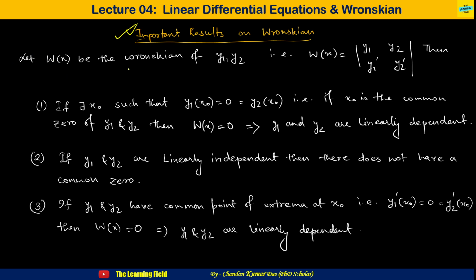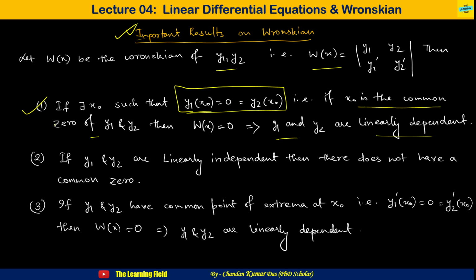See, let W(x) be the Wronskian of y1 and y2, where y1 and y2 are solutions of a second order linear homogeneous differential equation. That is W equal to the determinant of y1, y2, y1 prime, y2 prime. Then number 1: if there exists x0 such that y1(x0) equals y2(x0) equals 0, that means y1 and y2 have a common zero, then what happens? This term goes to 0, this term goes to 0, the complete determinant is 0, that means the Wronskian is 0. Therefore y1, y2 are linearly dependent.